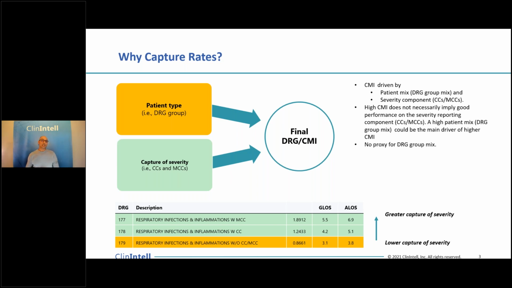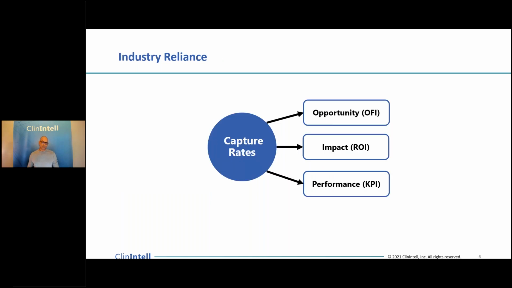But these capture rates now are front and center, and they've been used for years to do many things in the industry. Some of these things include you, or vendors or consultants on your behalf, calculating what they call the OFI, the opportunity for improvement. Capture rates are used to monitor or measure impact or return on investment, or to measure and monitor performance, whether of the organization, of a DRG group, or in some scary cases, of a clinical documentation specialist, AKA severity reporting specialist, which is what I like to call them, as they're used in all these different departments.